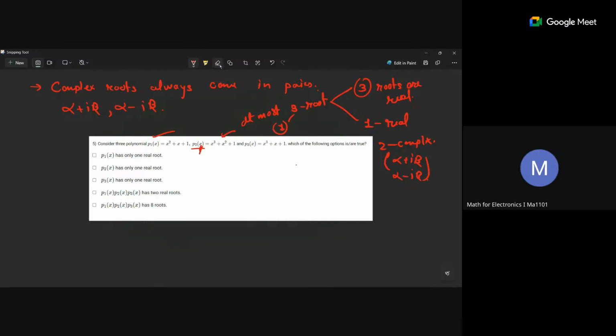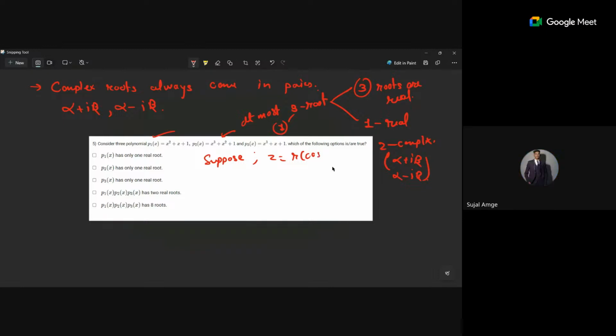Let's see. But if we have a cubic polynomial, then for the roots we just have two cases: either all three roots are real, or one root will be real and two roots will be complex. So what we can do, we can try something here. Suppose some number z is a root. We can take z equal to some r cos theta.